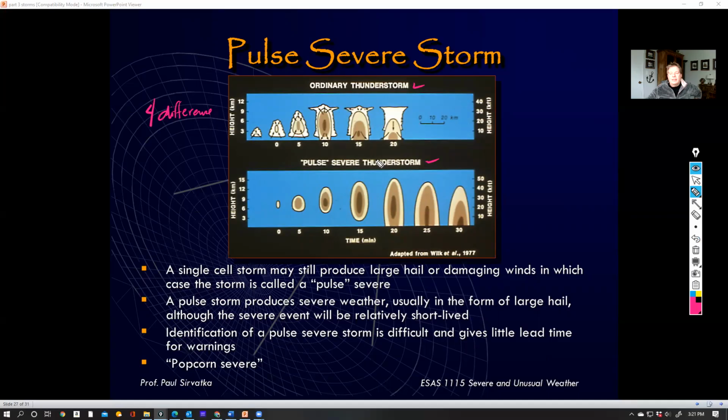Now, ordinary thunderstorms, air mass thunderstorms, pulse severe, these strictly are single cell thunderstorms. They form in low shear environments. Make sure you've written that down. Pulse severe storms and ordinary thunderstorms are low shear. A pulse severe storm is because something about it makes it more unstable. Don't know why. Again, this is what we call popcorn severe.